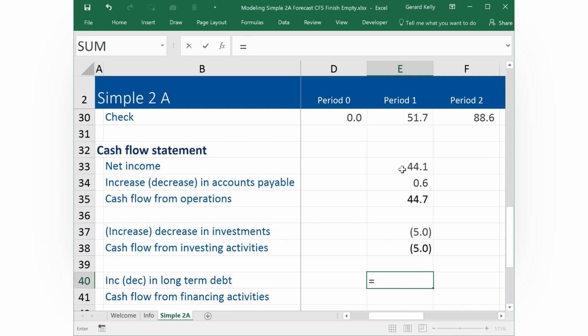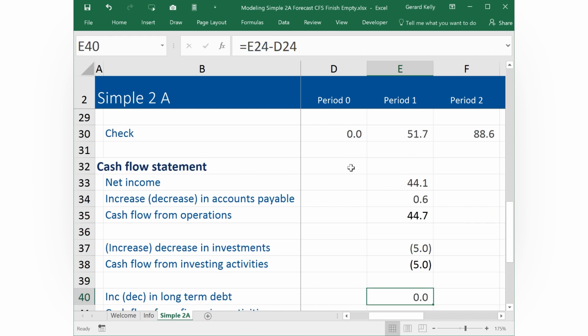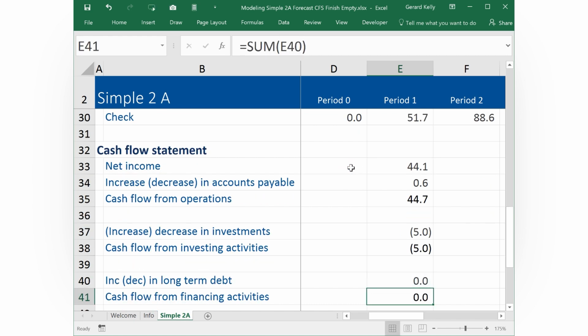Next up, increase or decrease in long-term debt. Long-term debt has gone from 20 still to 20. So I need to imagine what would have happened if it had gone up. So imagine it had gone up from 20 to 22. That's more cash to me. I want positive 2, so I take this year minus last year. Great. That's my cash flow from financing activities.